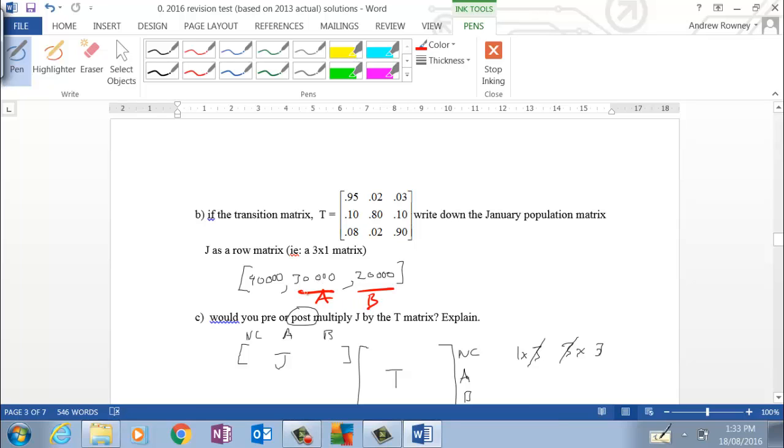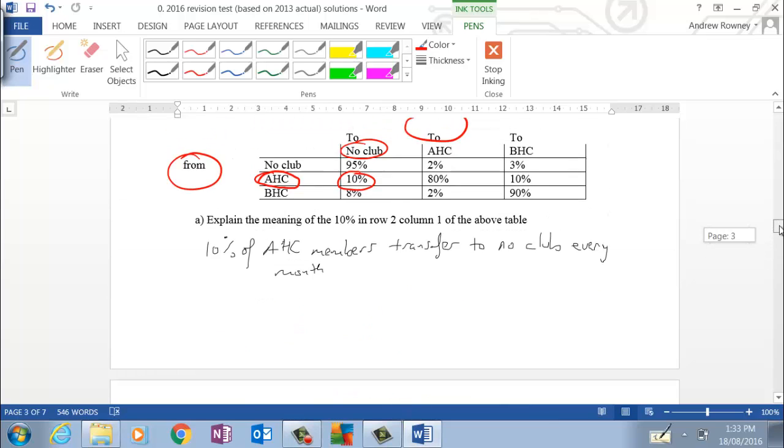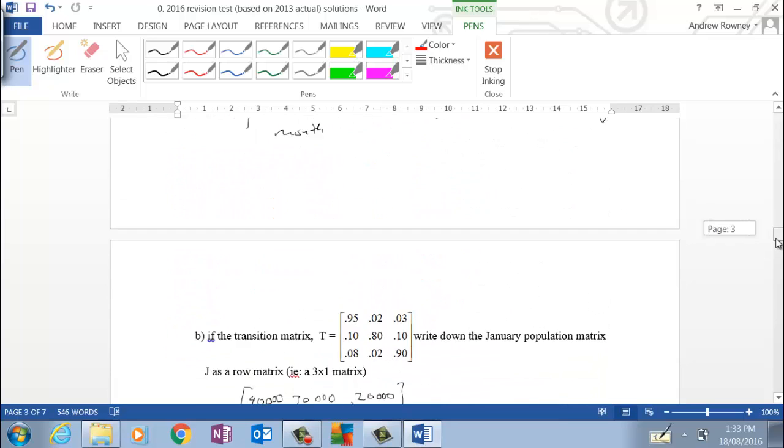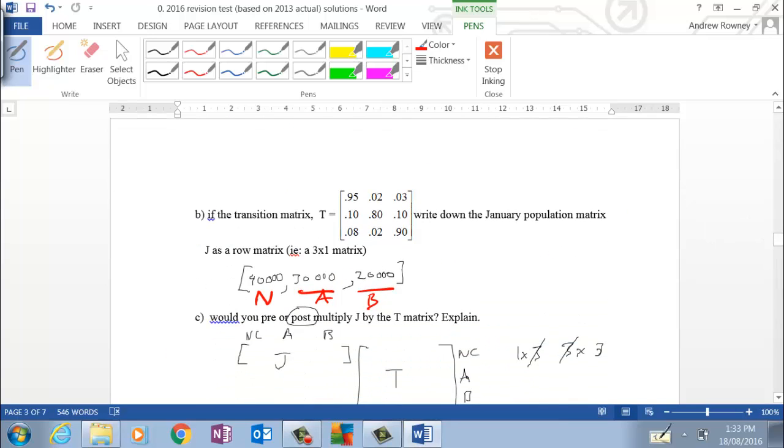The B membership, that means the no club membership has to be the remaining, because they all have to add up to 90,000, because there's 90,000 total there. So that means all those three add up to 90,000. That's at January. Now if we multiply by the transition matrix, we'll get the population in the next month in February.